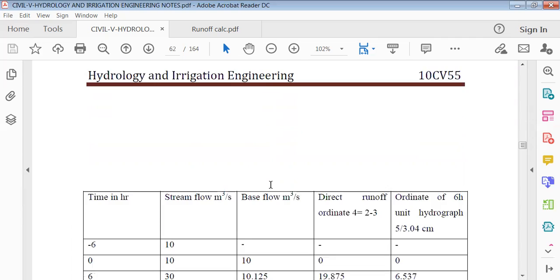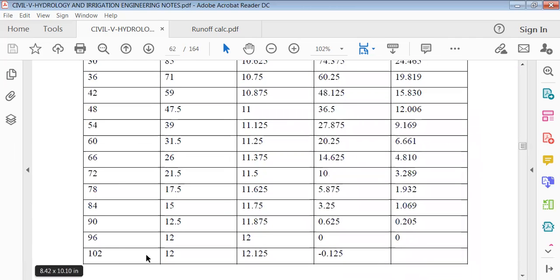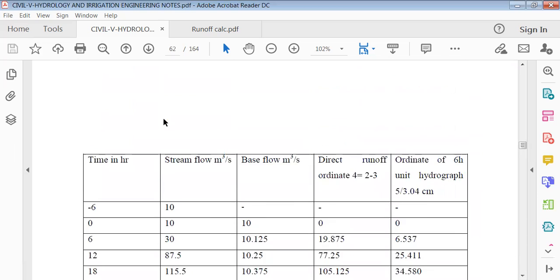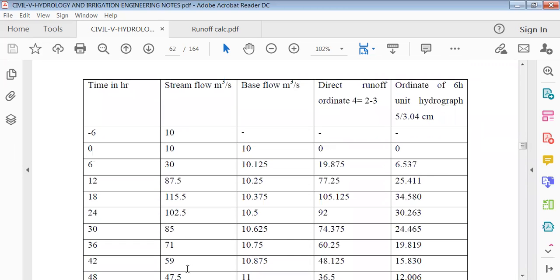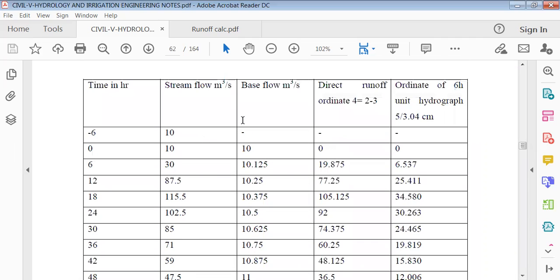Okay, now next in the table you have to draw it like this. First put time in hours, up to the last point. Then the stream flow in meter cube per second, which is already given here previously. Again put it in the form of a column here. For this, now we are going to add the base flow. The base flow will start from the first point, so we'll write this from 0.